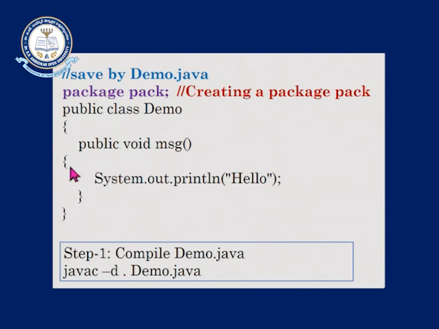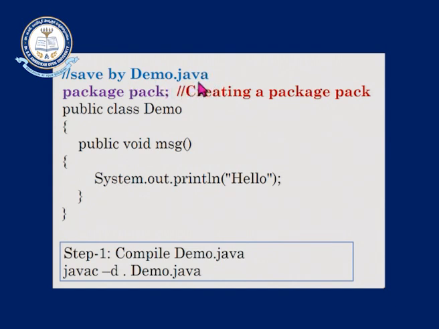So, within that method, the code I am writing is System.out.println hello. I want to print just hello on the screen. For that, I am writing the output statement System.out.println hello. So, this is the code I am writing within the method message. Close the method, close the class. After that, you need to save this code with the name Demo.java.